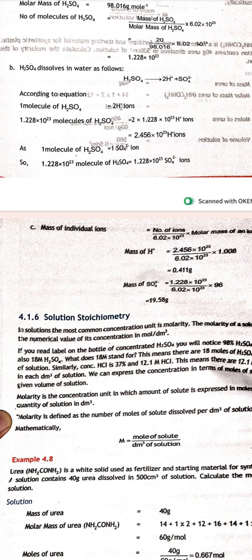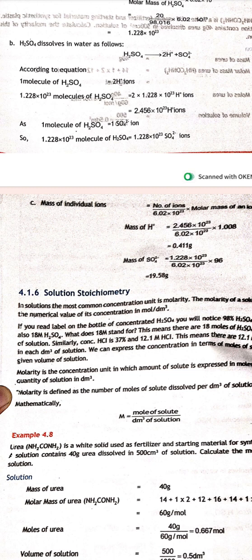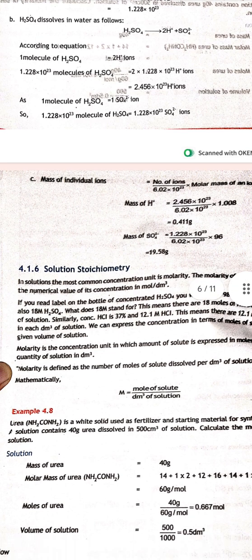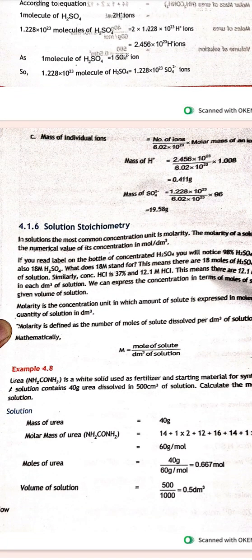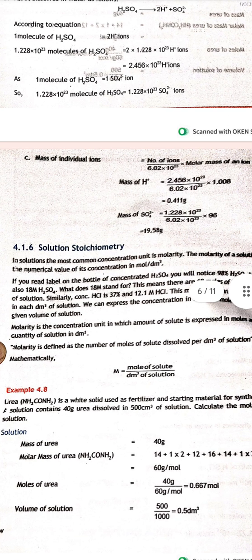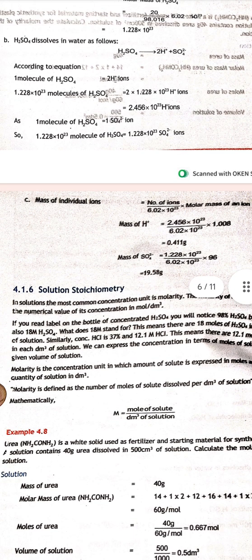H2SO4 dissolves in water as follows: H2SO4 gives 2H+ plus SO4 2-. So 1 mole of H2SO4 is equal to 2 H+ ions. And 1.228 into 10 to the power 23 molecules of H2SO4 gives 2 into 1.228 into 10 to the power 23, which is 2.456 into 10 to the power 23 hydrogen ions. 1 molecule of H2SO4 gives 1 SO4 2- ion. So 1.228 into 10 to the power 23 molecules of H2SO4 give 1.228 into 10 to the power 23 SO4 2- ions.